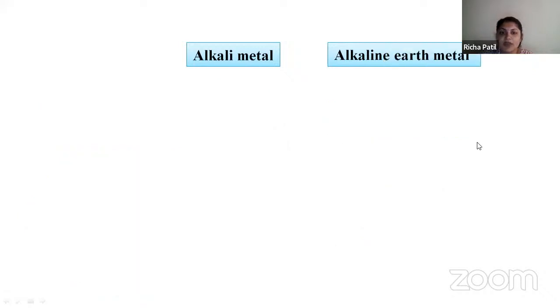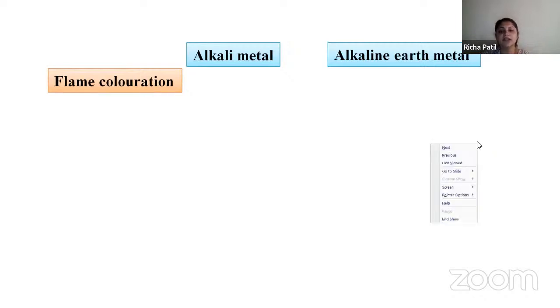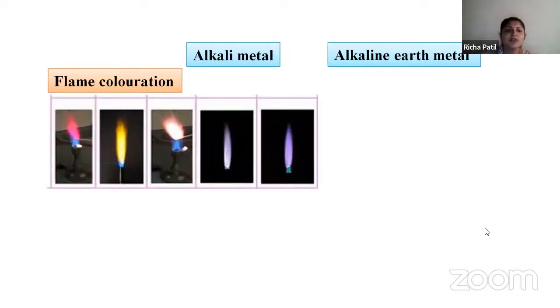Next we'll see flame coloration. These are the different flames shown by the different metals. Lithium shows crimson red. What is a flame test? You do this test in your qualitative analysis, when you are doing salt analysis.